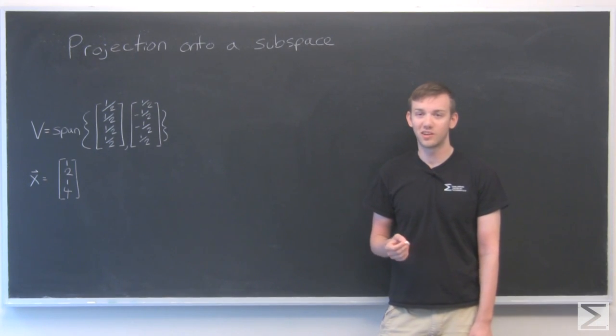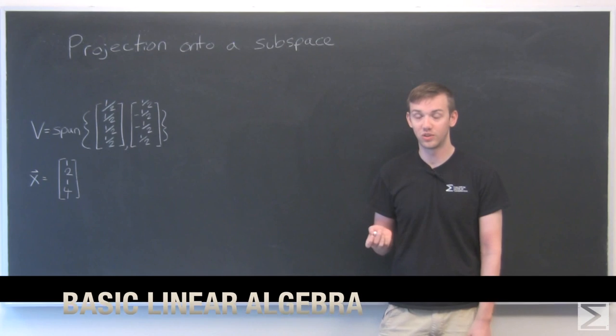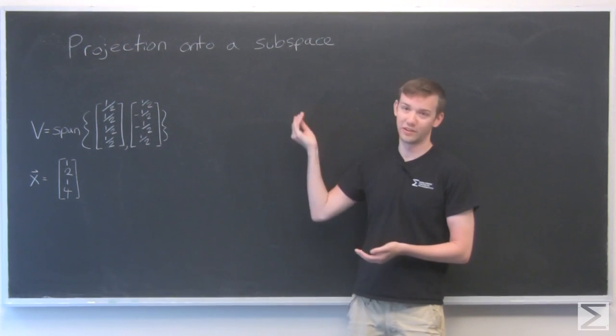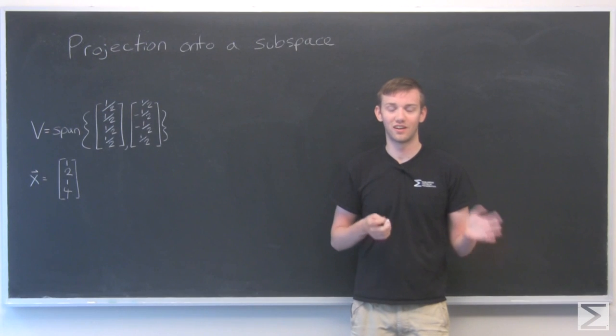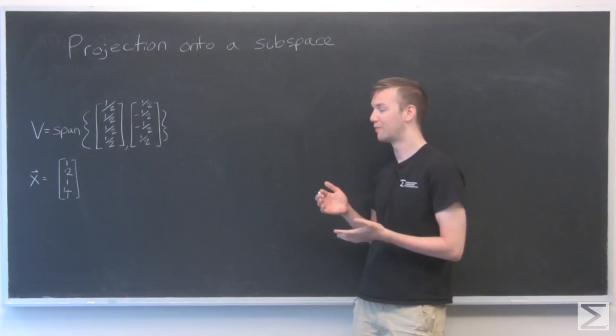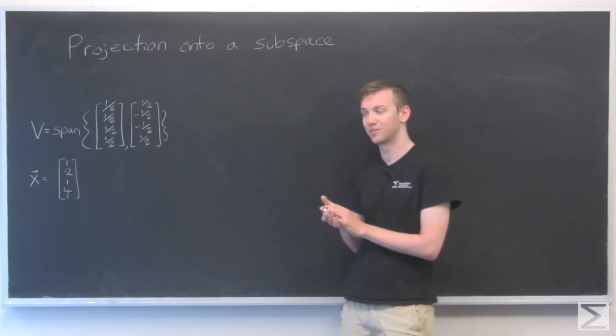In this video, we're going to talk about projection onto a subspace. Now, in a previous video, we talked about projecting a vector onto a line. And in another video, we talked about what a subspace is, which is a collection of multiple vectors. So this is basically projecting a vector onto multiple lines, doing the same thing that we did multiple times.